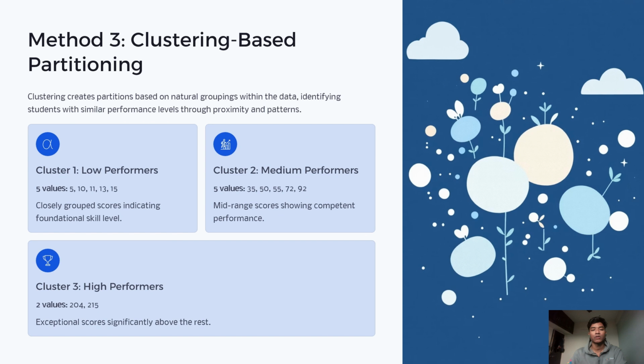Here we can clearly see three logical performance levels: a group of low scorers, a middle group with moderate scores, and a high achieving group far above the rest. This method respects the natural structure of the data.